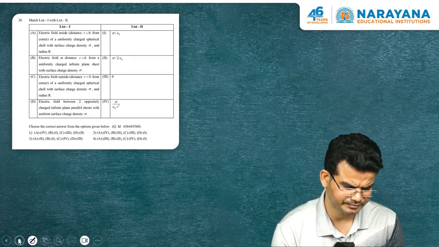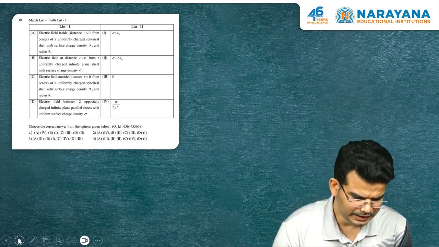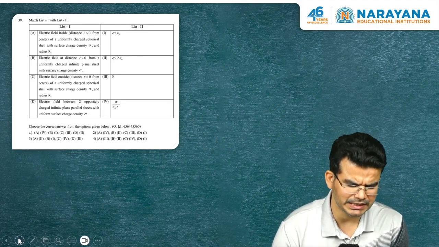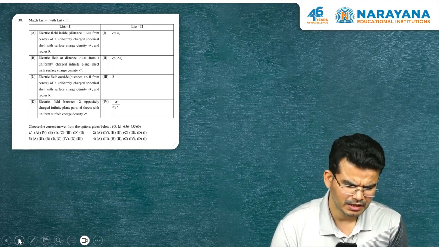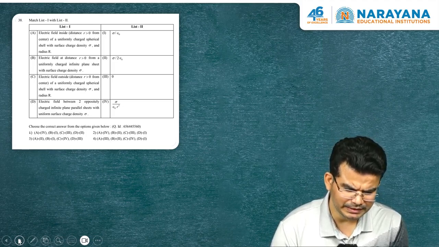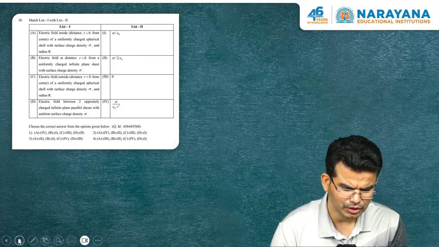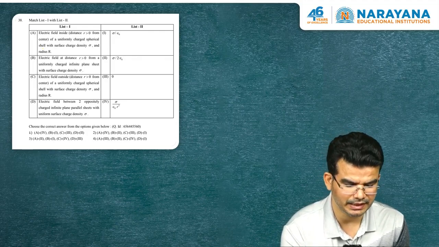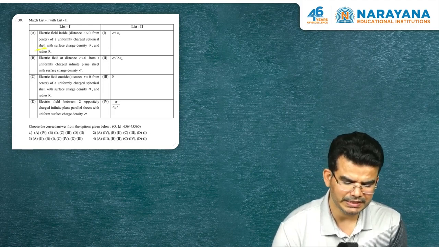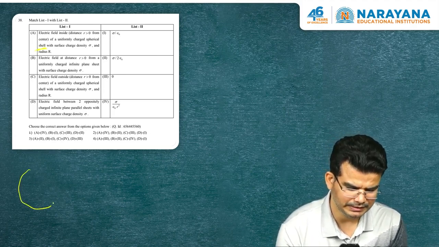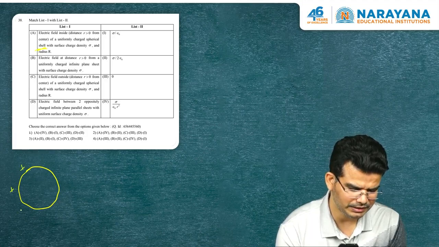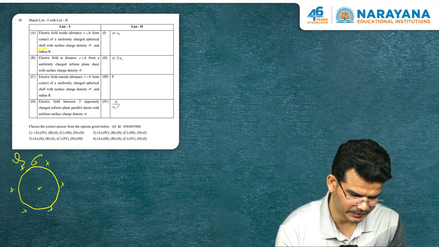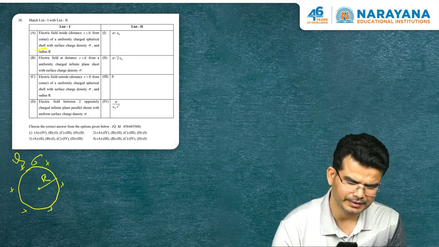Moving to the next one. Next one is again a very simple question. What they are saying? Match the column. This is match the column. Let us come to this. First, electric field inside, at distance r greater than 0 from the center of a uniformly charged spherical shell they are asking, with surface charge density sigma. So, let us say this is a shell and here you have charge q, and surface charge density sigma, its radius is capital R.